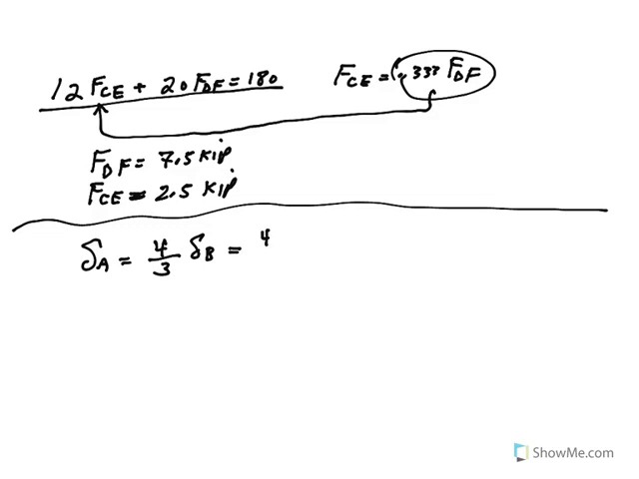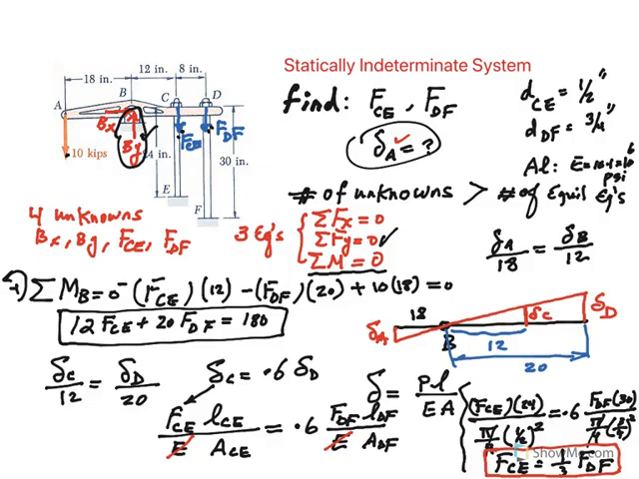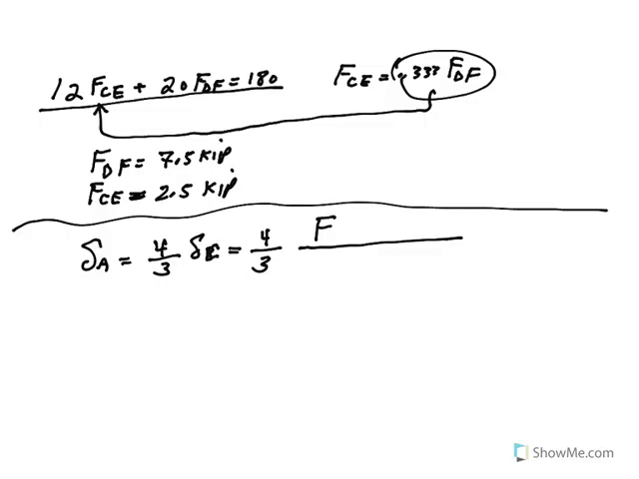And what is delta B? Now we can actually go ahead and calculate delta B. I'm sorry, this is delta C here. Sorry for that. We don't have any delta B. So let's go back here and put delta C here. So delta C is what? FCE times the length of CE divided by E times A.